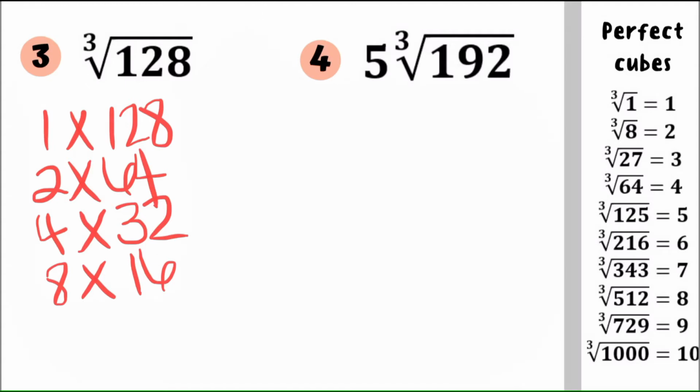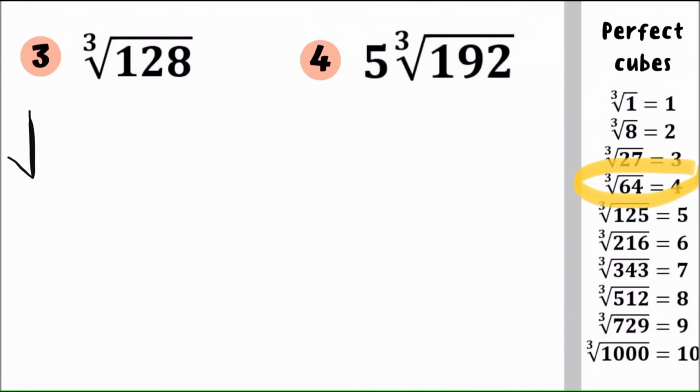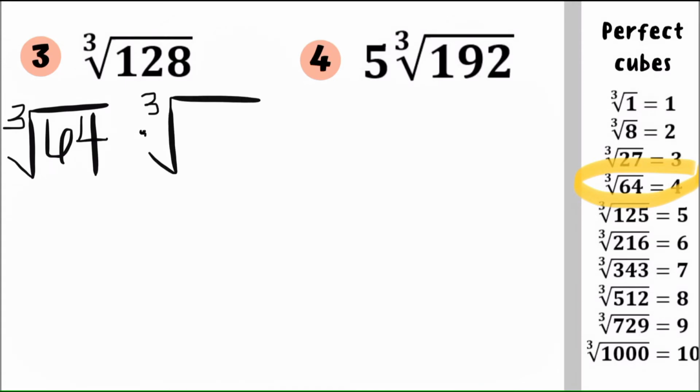And it looks like those are also. So which one of these, if any, are perfect cubes? And it looks like my largest perfect cube would be 64. So that means I'm going to rewrite the cube root of 128 as the cube root of 64 times the cube root of 2, because 64 times 2 is 128.